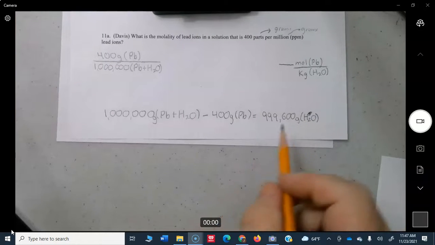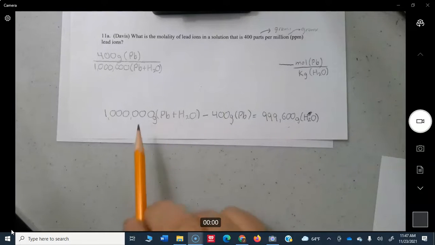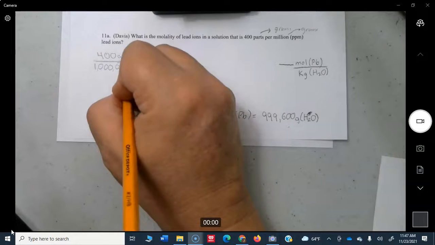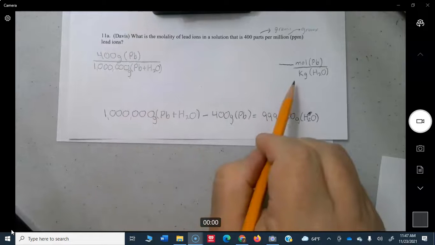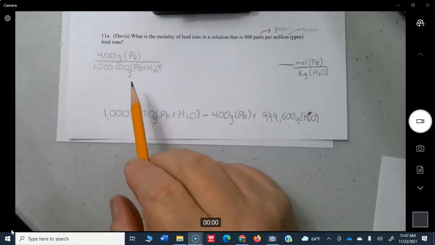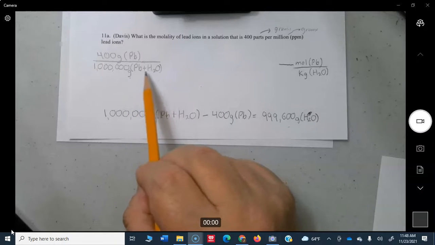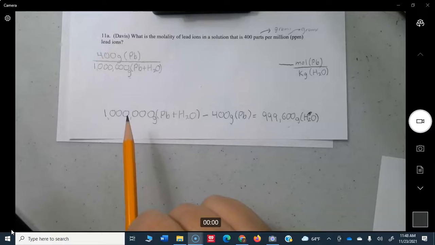Okay, so now we know how many grams of water we have, we know how many grams of lead we have, we know how many grams of the solution that we have. All right, so what we have here, and I didn't write grams there. So a couple things. Grams to kilograms is a simple conversion. There's a 1 to 1,000 relationship there. But what we have to do is convert somehow from Pb plus H2O to just H2O. So how do we do that?